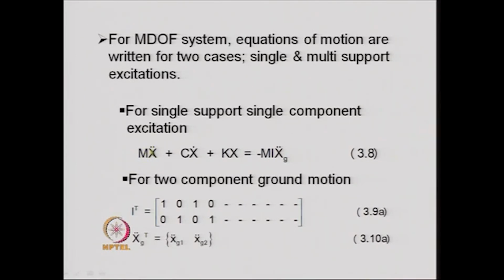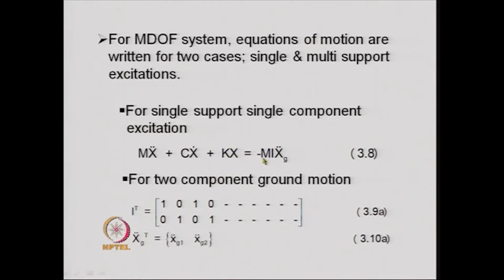X double dot becomes a vector of n accelerations. Similarly, instead of small c, we have a C matrix. X dot again is a vector. K is not a stiffness constant, but a stiffness matrix of the system. X is the displacement vector.